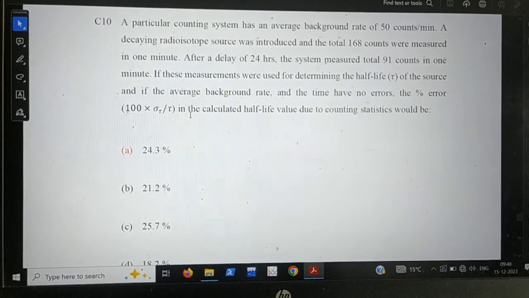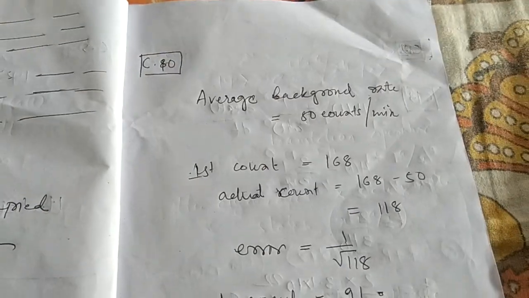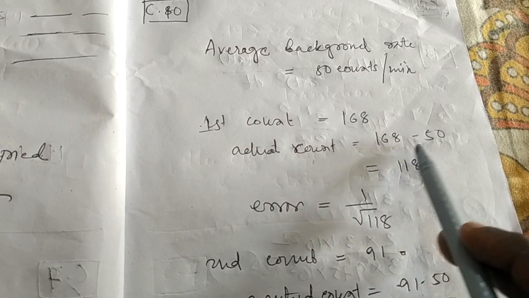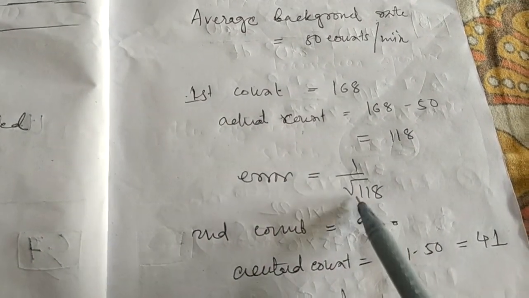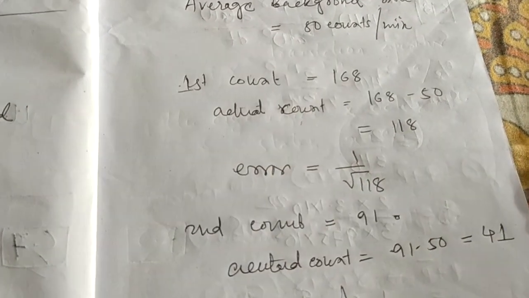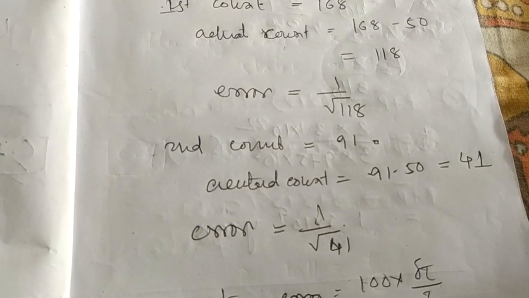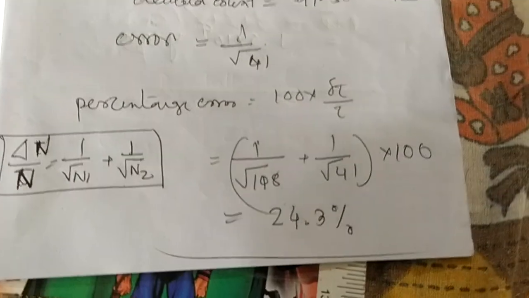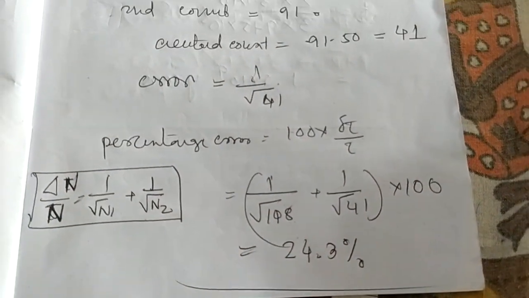Okay, now the average background rate is 50 counts per minute. The first count is 168, the actual count 168 minus 50 is 118, and the error is 1 over root 118. Second count, similarly, we will get the error 1 over root 41. So the total error is this, the percentage error would be 14.3%. This is the formula.